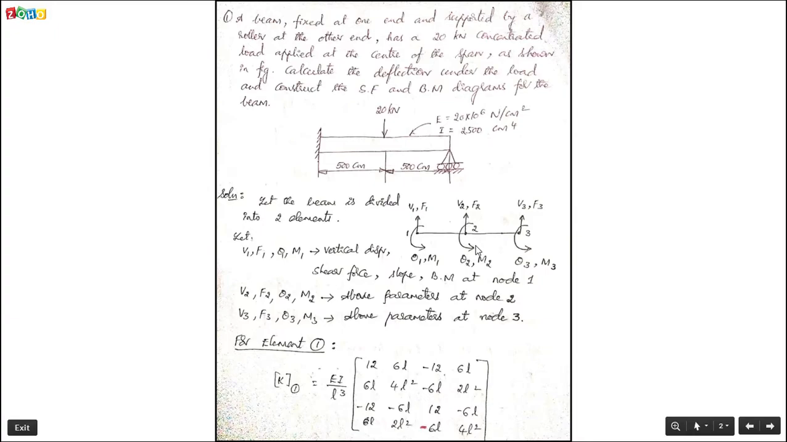That is the boundary condition. Now switch to the third element. In the third element we also have a roller support, so V3 will be 0 and M3 will be 0. So these are the boundary conditions. You can remember what I'm telling you about the boundary conditions.